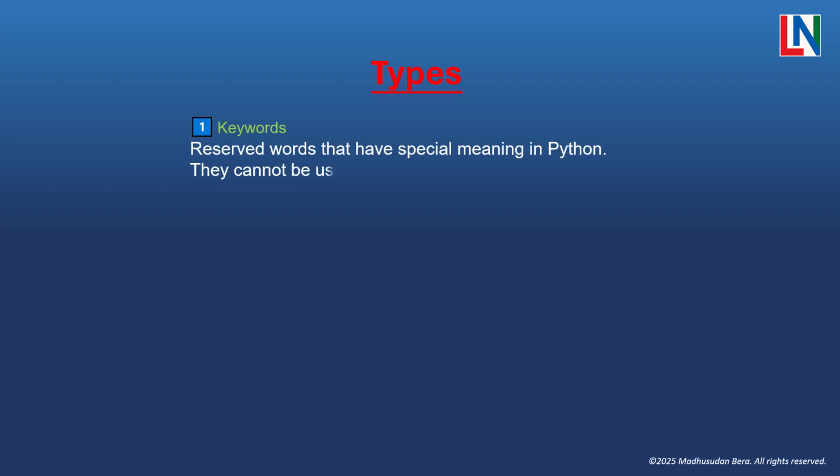Now we have to know about types of tokens. There are 5 types of tokens, mainly keywords, identifiers, literals, operators, delimiters or punctuators. At first we have to know about keywords. Keywords are reserved words that have special meaning in Python. They cannot be used as variable names.